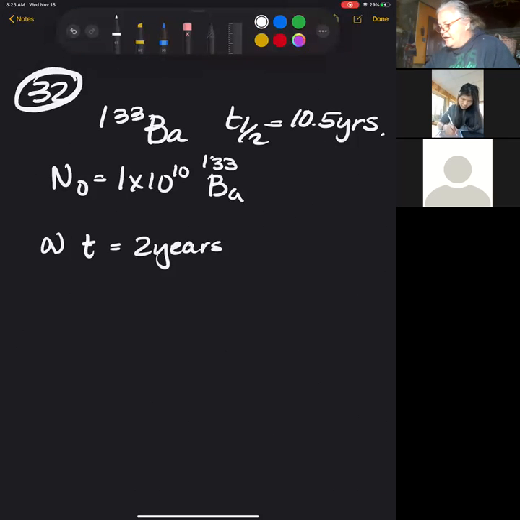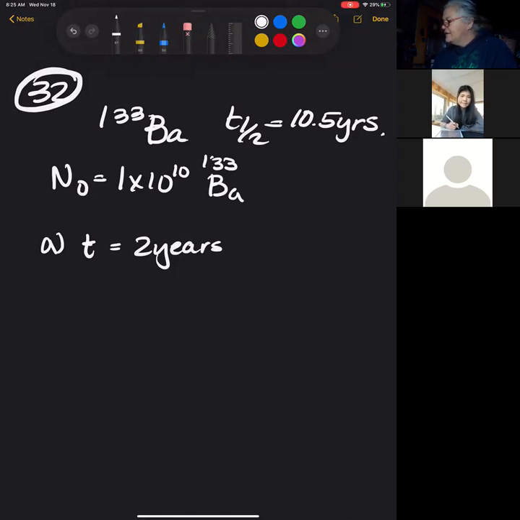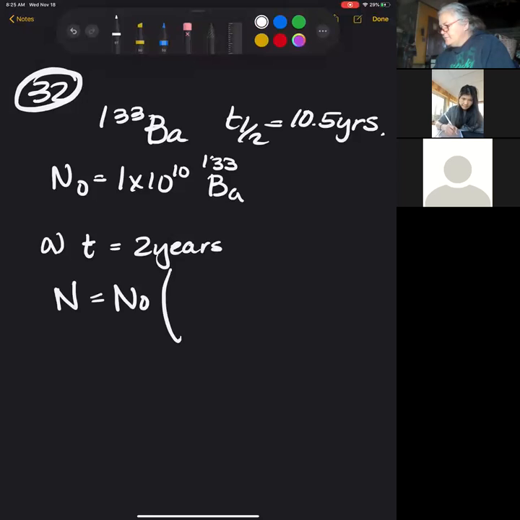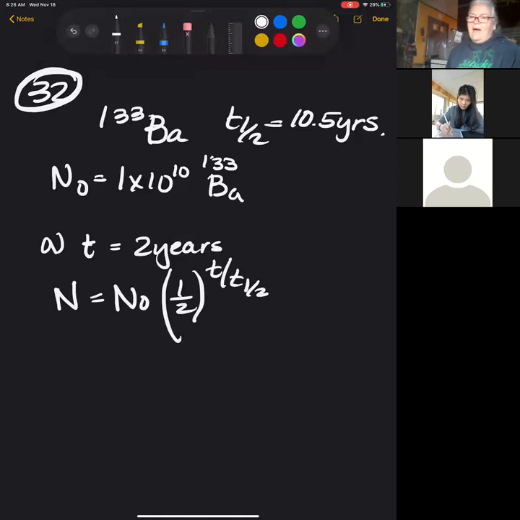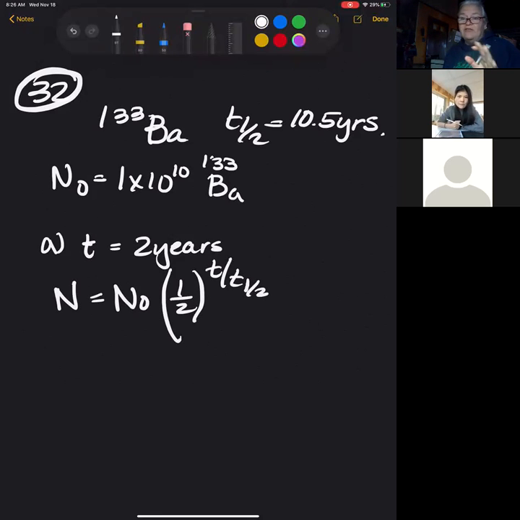Okay. So if we know the half-life and we know the time, then we choose the formula that says the number left after a certain time is how many you start with times 1/2 to the time divided by the half-life power. The power looks a little funky, but it's just T divided by T1/2. As long as T and the half-life are in the same units, you can leave them. You don't have to convert years into seconds. Since these are both in years, we can leave it in years.